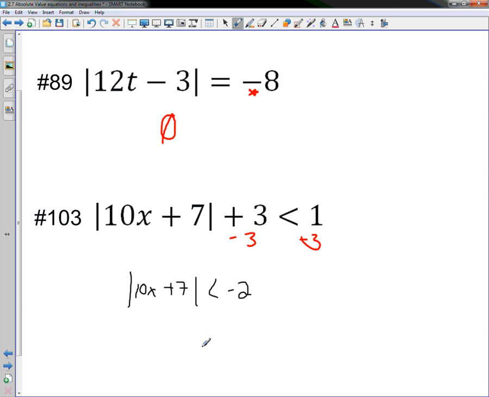So again, we look at this concept and we think about, is the absolute value ever going to be less than a negative number? In order for this to happen, the absolute value itself would have to end up being negative. We know that that's not possible. Absolute value of a number is not going to be negative, so it can't be less than -2. So again, this is a no solution case.